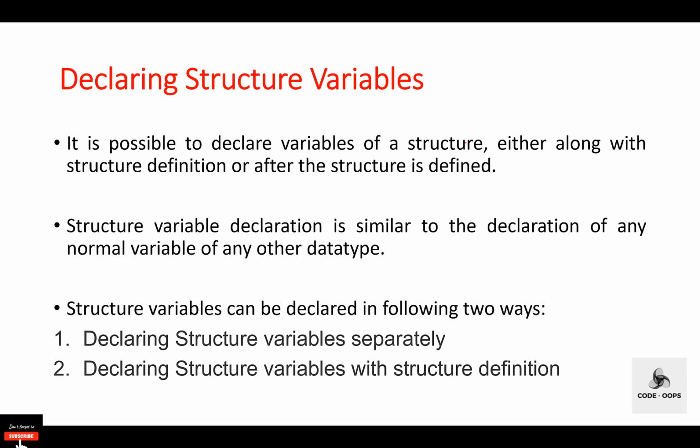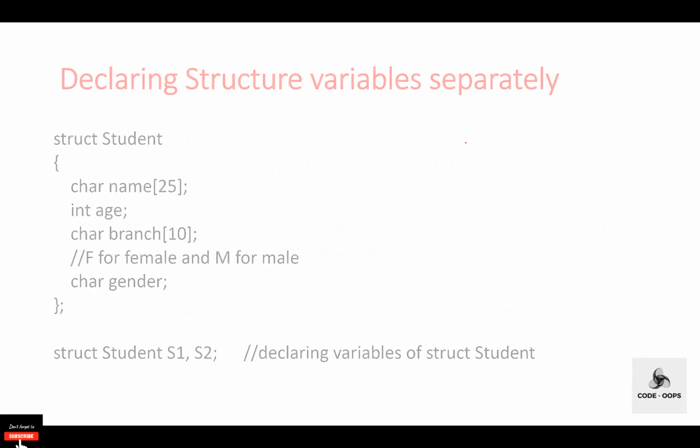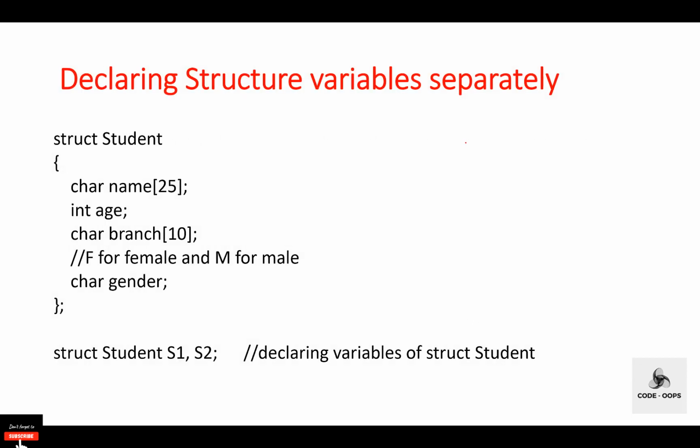Declaring a structure variable separately means declaring the structure variable outside the structure definition, and declaring a structure variable with the structure definition means declaring the structure variable inside the definition of the structure. The first way is declaring the structure variable separately. First of all, create a structure. Struct is the keyword, student is the name of the structure, and the structure has 4 data members. Then how to declare the structure variable? Struct keyword, student is the name of the structure, S1 and S2 are the structure variables.